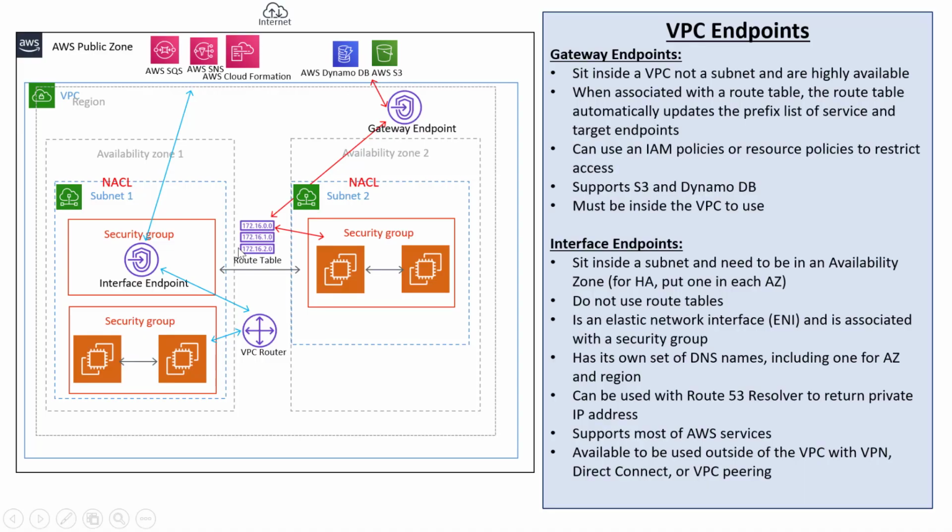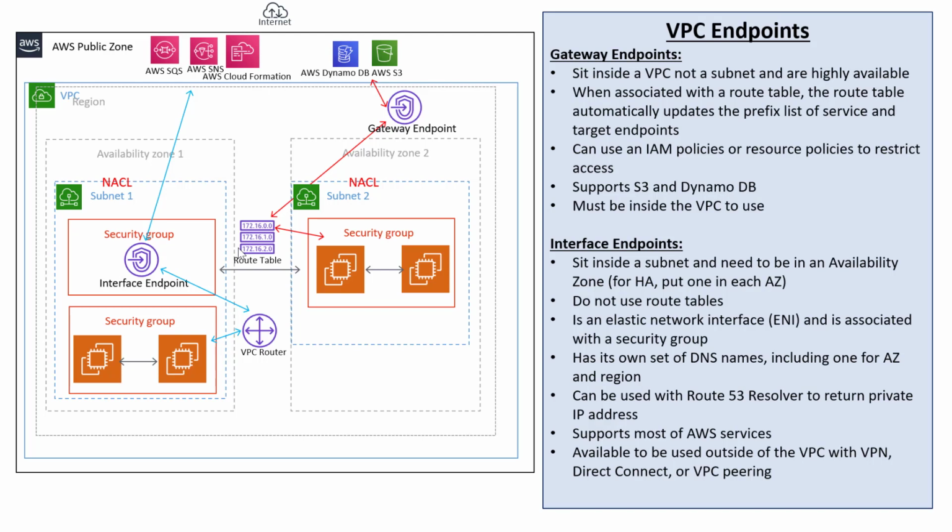So VPC endpoints allow access to public zone services without a VPC or subnets being connected to the public internet. In the previous video that we did on internet gateways, NAT gateways, and egress-only gateways, we talked about how you would need an internet gateway to access the internet or AWS public zone from your VPC. Sometimes when you create a VPC, you may not want the VPC to be public, and you might need your subnets to be completely private.